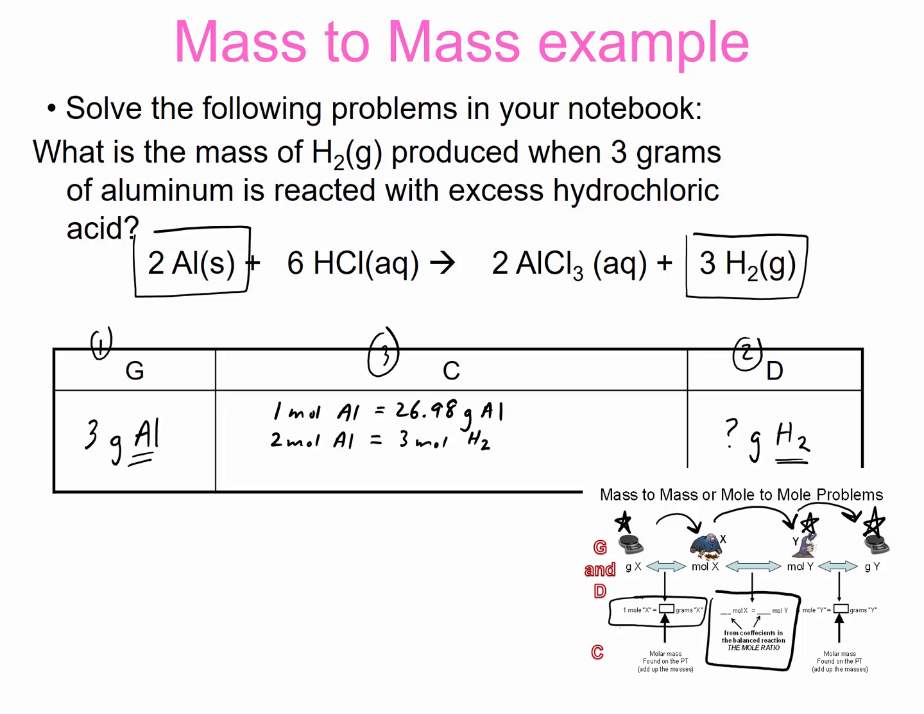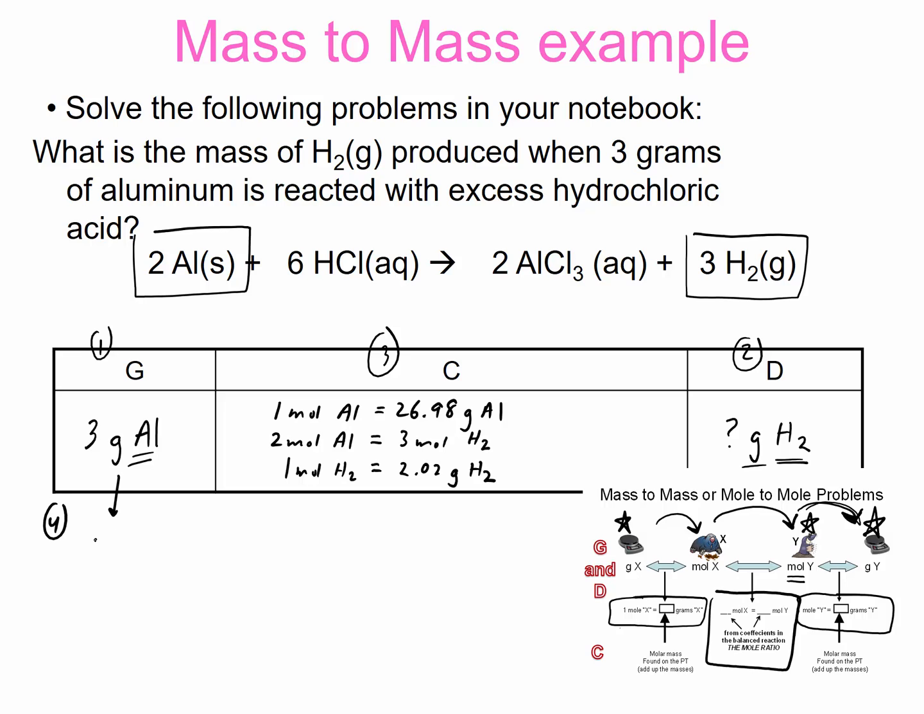If I end the problem now, I will have moles of H2, but this problem's asking for grams of H2, so I have to do one more step, and it's a molar mass step of H2. So I write 1 mole of H2. It's 2 atoms of H, so that's going to be 2.02 grams of H2. And now you're ready to solve.